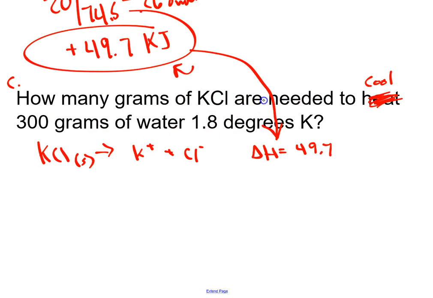How many grams are needed to cool 300 grams of water 1.8 degrees Kelvin? Oh, I screwed up a ton. That needs to be solution, or the math is quite a bit harder. But you won't. You'll just do solution. You're going to be fine. Okay. So it's going to end up being another problem where it's just calorimetry combined with enthalpy. So calorimetry, we know the equation is that Q equals SM delta T. Are we okay with that?